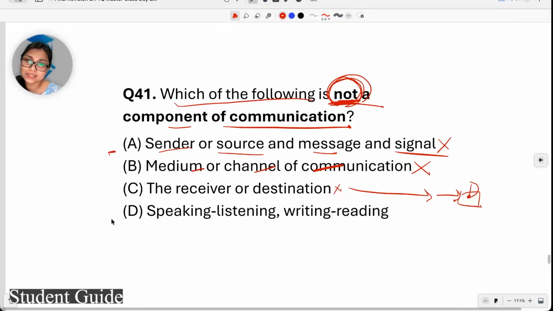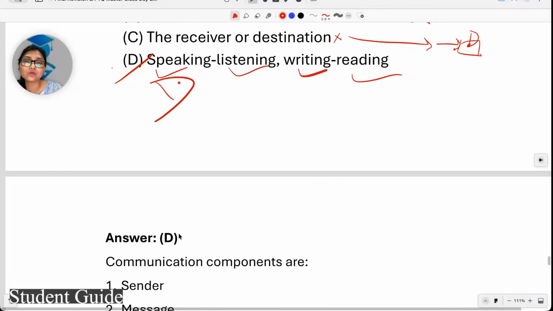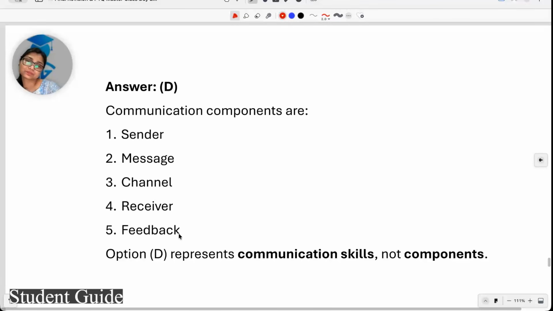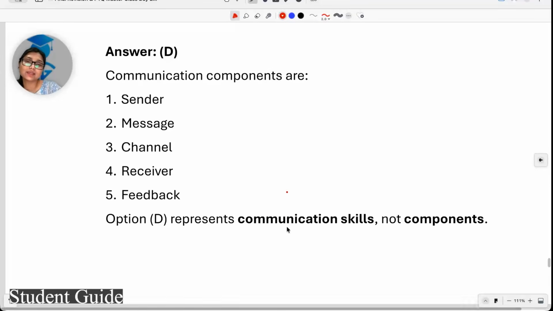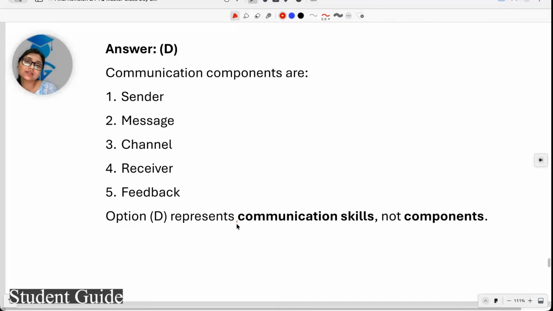So, option number D is saying speaking, listening, writing, reading. Okay. So this is the correct answer because these are not components. Okay. So option number D is the correct answer for this question. How? Quickly check this one. This speaking or listening, then writing, reading, these are communication skills, not components. Okay, that's why as the question asked, not component, so option number D is correct.